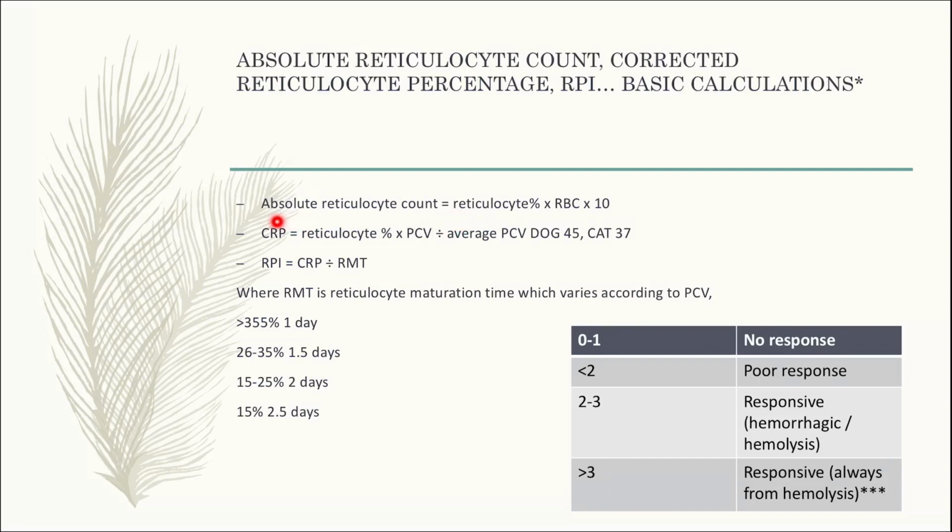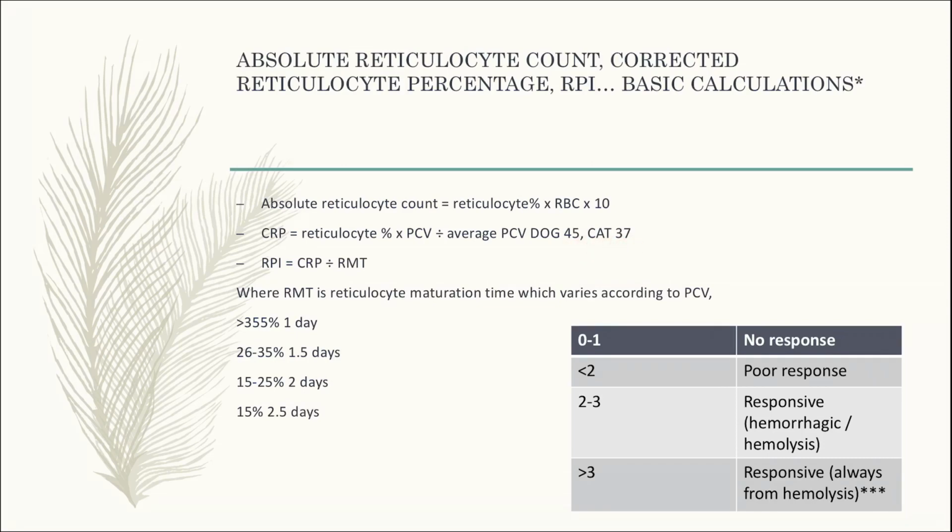So absolute reticulocyte count: in order to determine absolute reticulocyte count, you need to estimate the reticulocyte percentage and multiply it by the total number of RBCs and multiply it by 10. And corrected reticulocyte percentage is equal to reticulocyte percentage multiplied by the PCV divided by the average PCV. For example, for dog it is going to be 45 and for cat it is going to be 37.